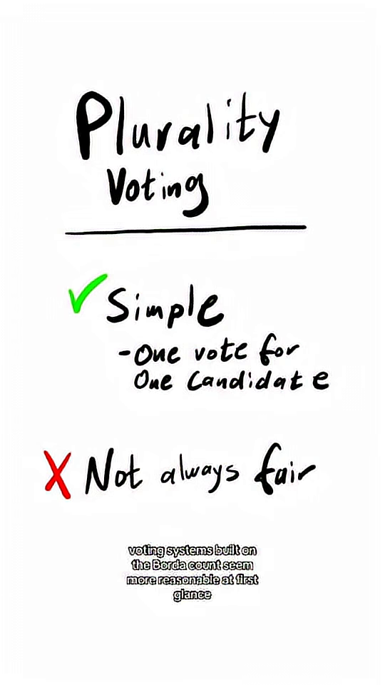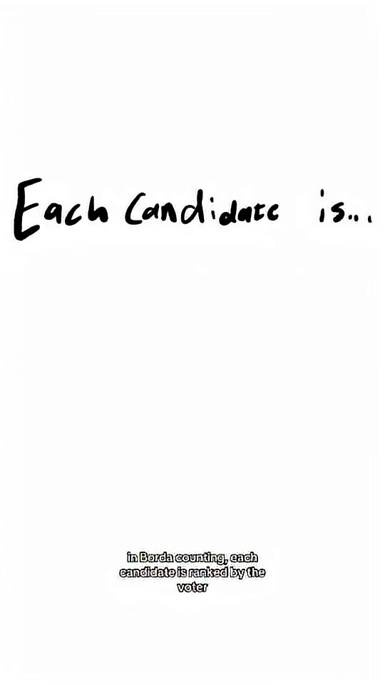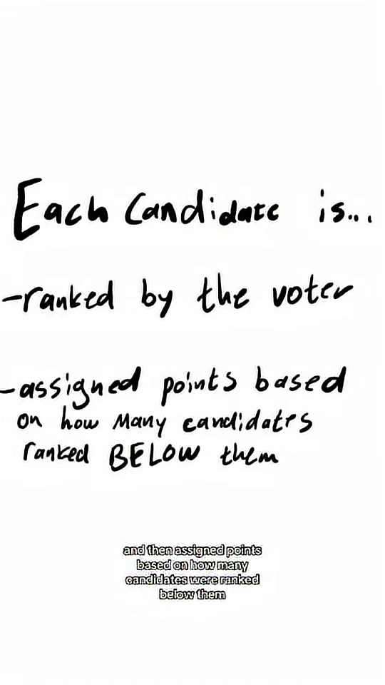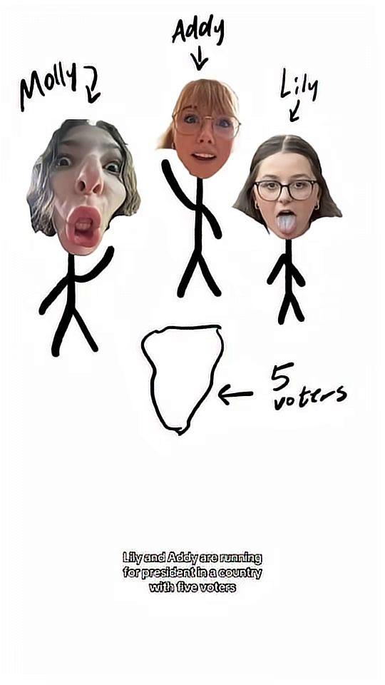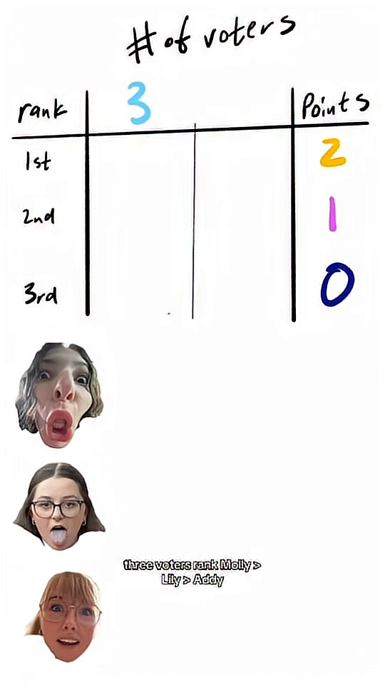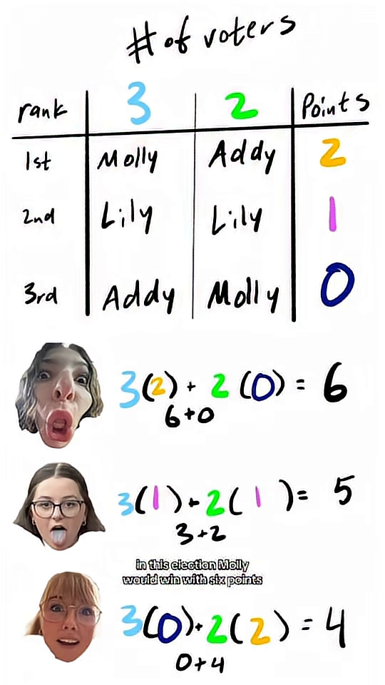Voting systems built on the Borda count seem more reasonable at first glance. In Borda counting, each candidate is ranked by the voter and then assigned points based on how many candidates were ranked below them. Let's say that Molly, Lily, and Addie are running for president in a country with 5 voters. 3 voters rank Molly, Lily, Addie. 2 voters rank Addie, Lily, Molly. In this election, Molly would win with 6 points.